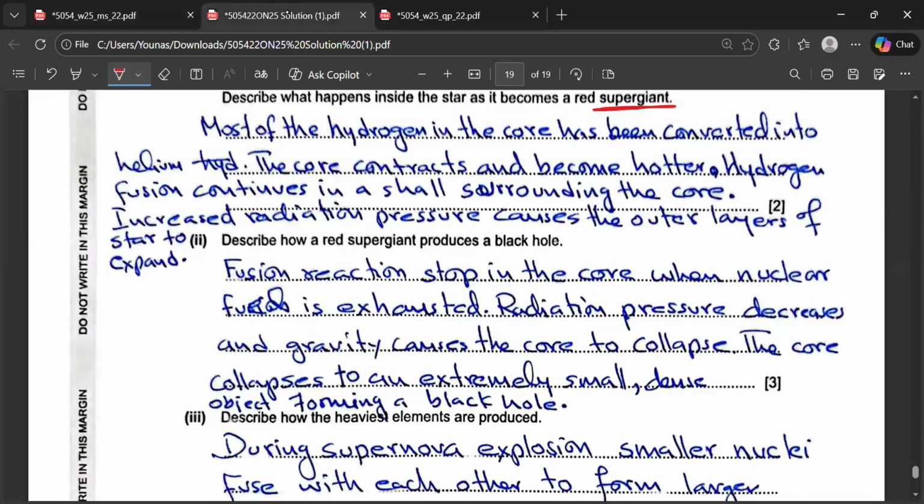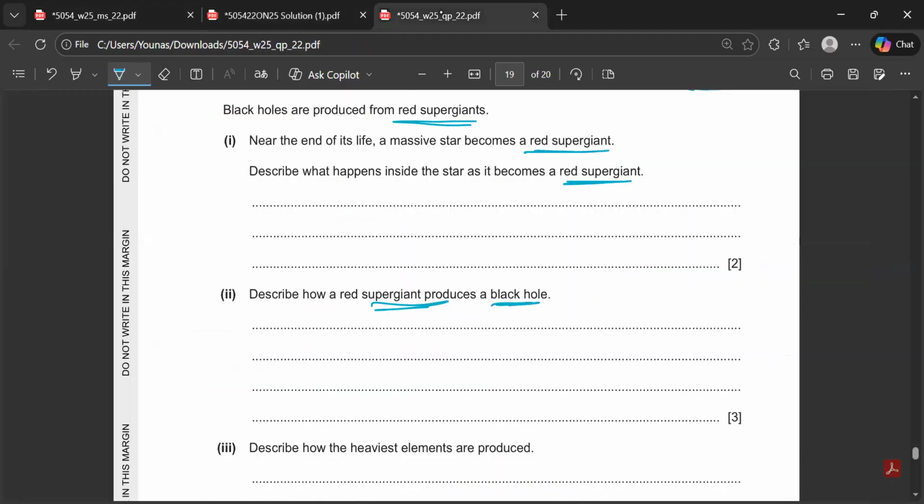This is the answer written by me, and I have not mentioned supernova here. You can also mention a supernova here.